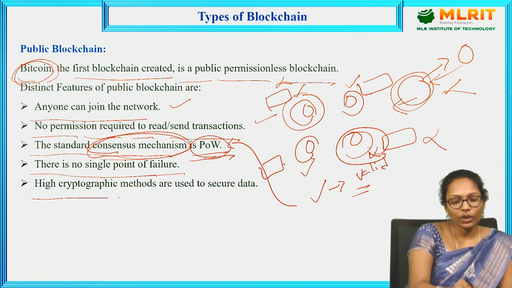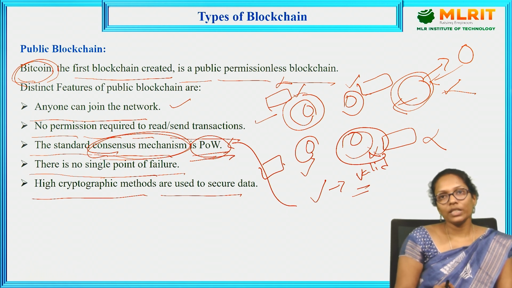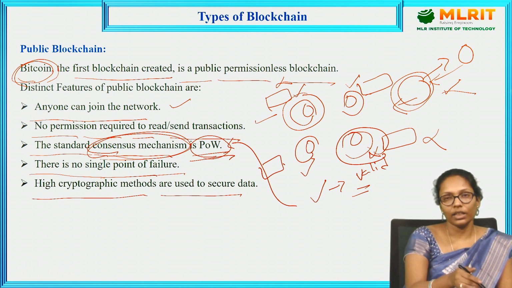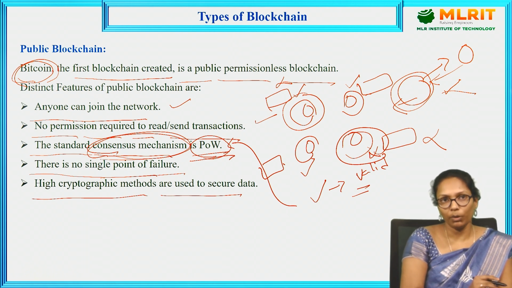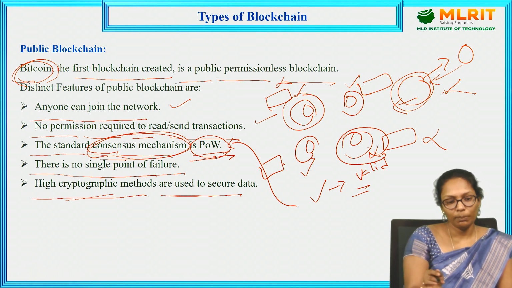And high cryptographic methods are used to secure the data. So the data stored inside the block is in the form of cryptographic data. The data will be encrypted, and that encrypted data will be stored in the blockchain. So high cryptographic methods are used to secure the data. So the data is very secure in the blockchain.